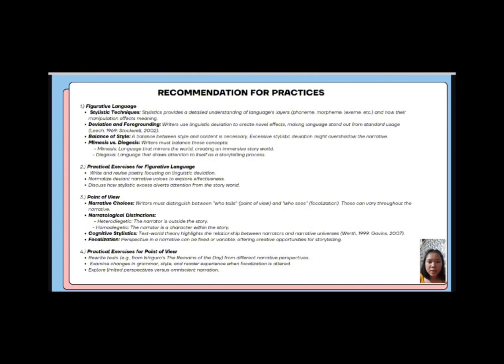By applying these insights, writers can enhance the expressive and communicative power of their work, ensuring the style complements the content and resonates with readers. This reflective, iterative approach promotes growth and mastery in creative writing.